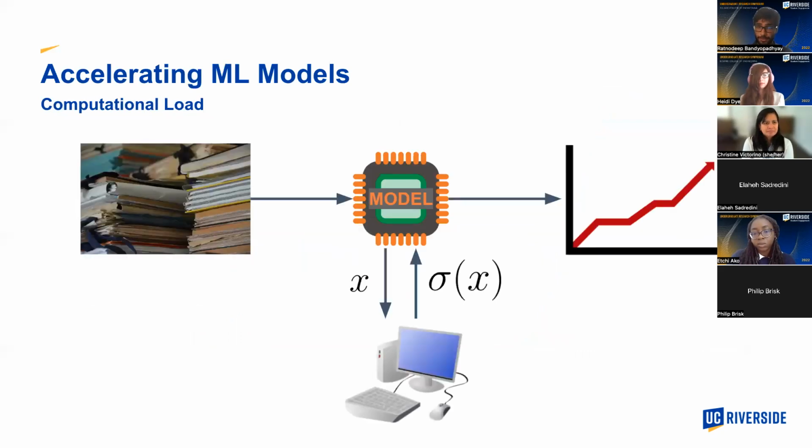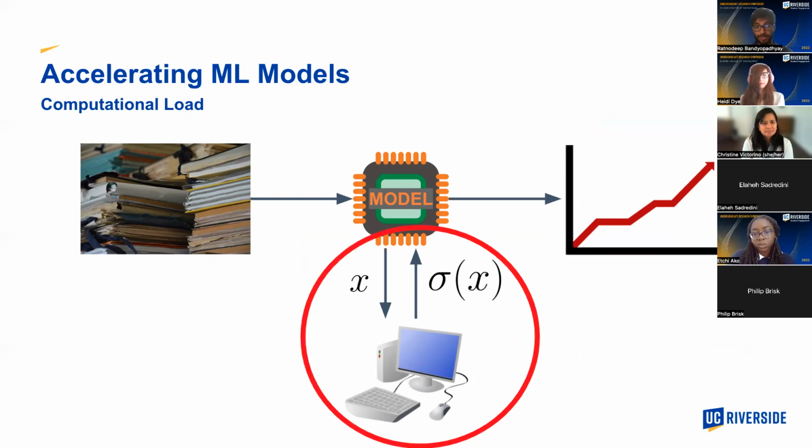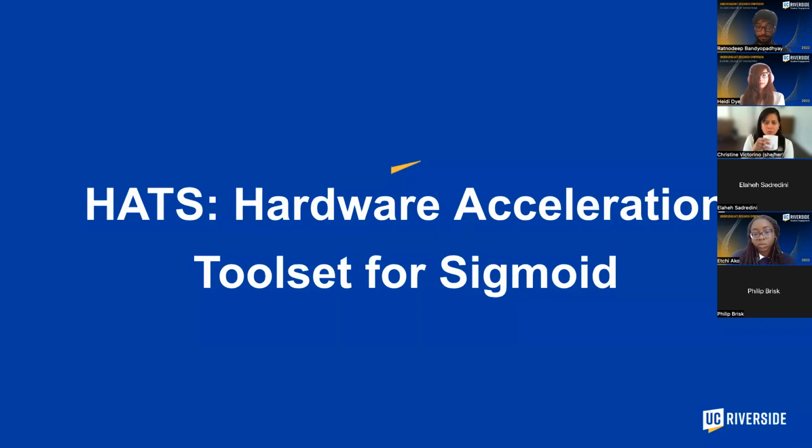One solution is to offload the computation of sigmoid onto a separate device, like a computer. Therefore, we're still able to speed up the rest of the algorithm with custom hardware, just the sigmoid part is slower. But this does throttle the overall performance. And this is where HATS comes in.